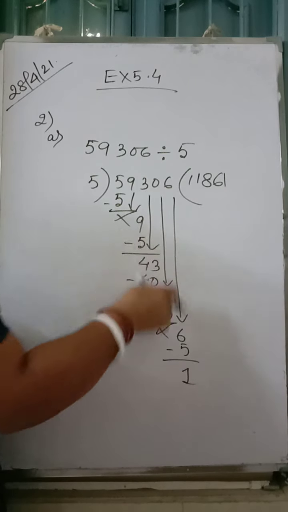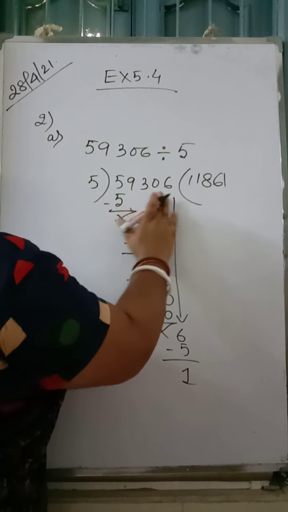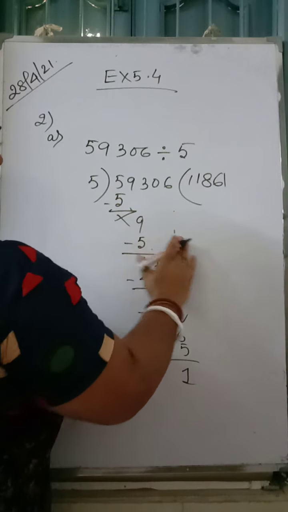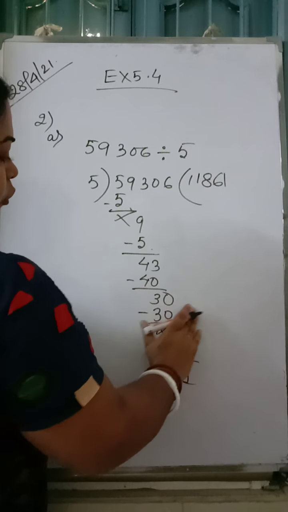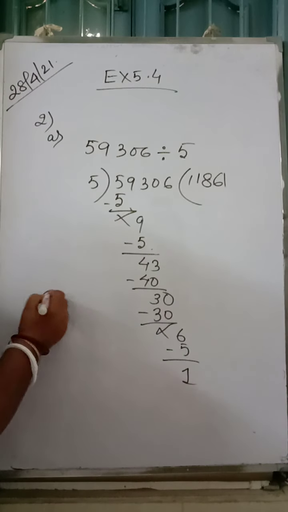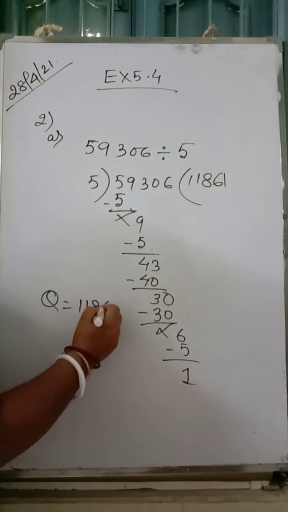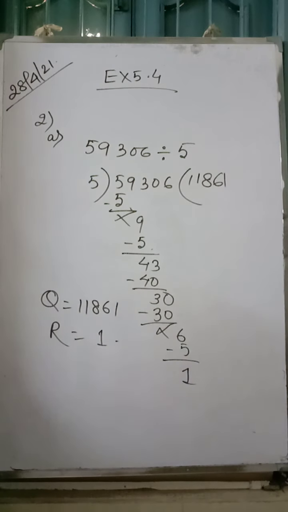Now, I have given arrows to make you understand, you can skip these arrows also. You don't need to give these arrows. To make you understand, I had given. If you want, you can. If you don't want, you leave. The quotient will be 11861 and the remainder would be 1. This is for question number 2. In this way, we have to do question number 2.